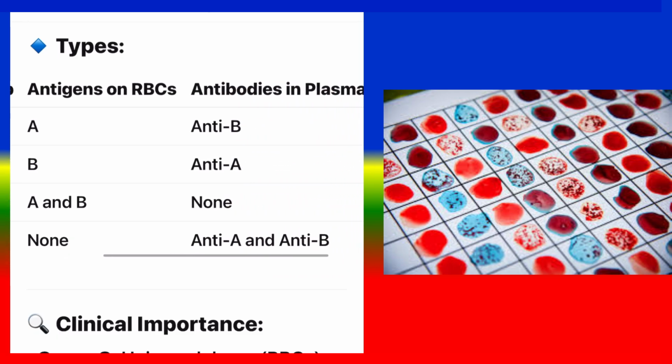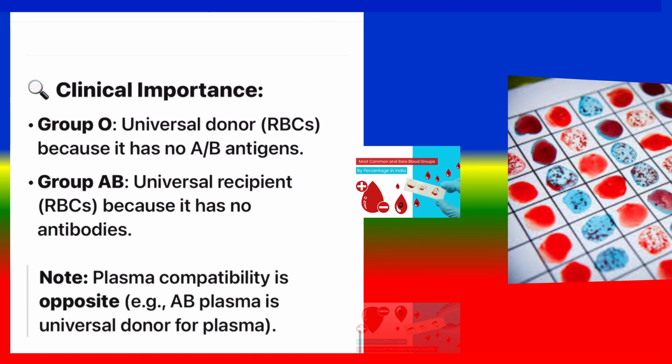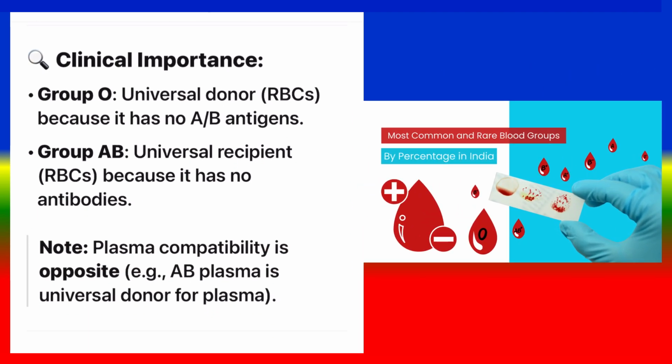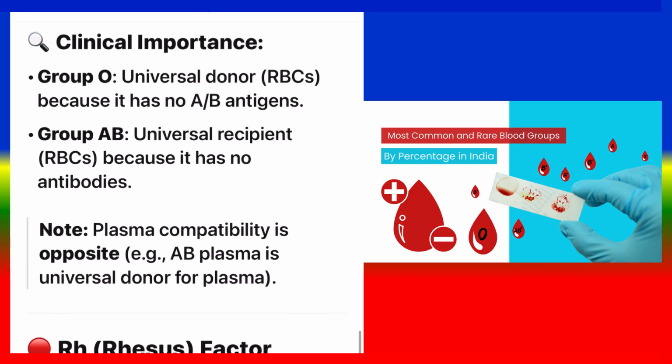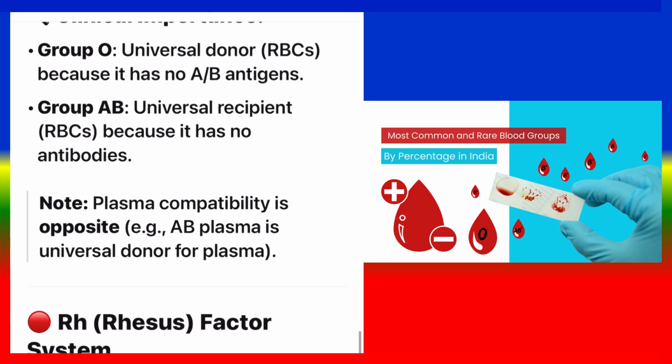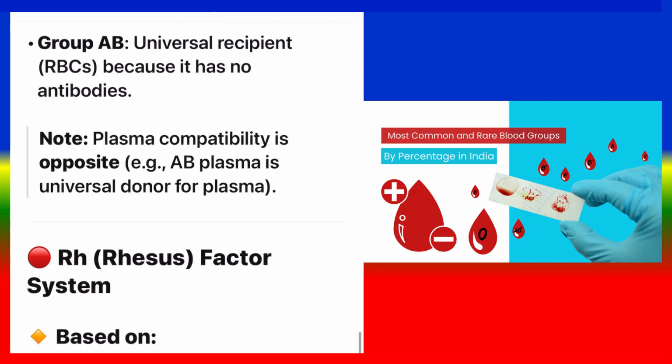Clinical importance: group O is the universal donor for RBCs because it has no A or B antigens. Group AB is the universal recipient for RBCs because it has no antibodies. Note, plasma compatibility is opposite, e.g., AB plasma is the universal donor for plasma.